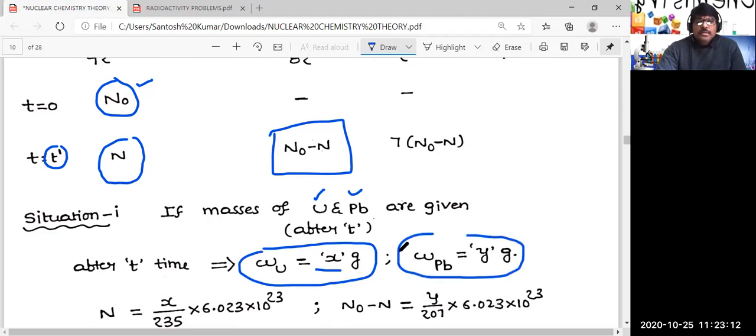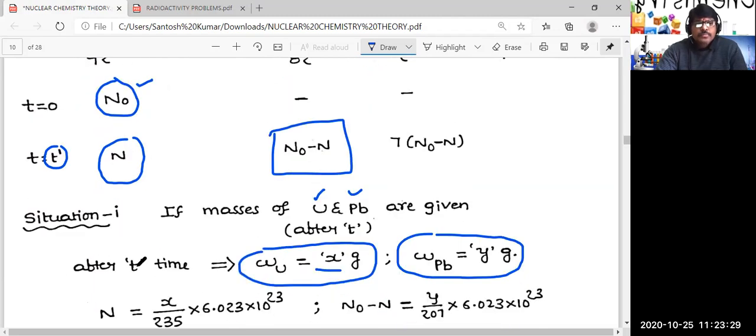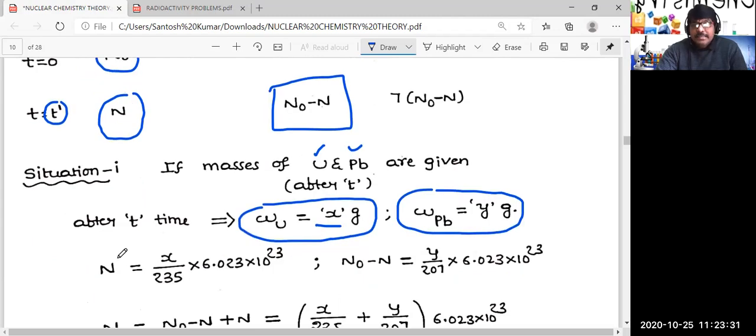Before the start of this, I already cleared one point: the total lead is obtained from uranium only. This is mass in grams, and the isotopic mass, very clear, is 235, and in case of lead it is 207. So the number we need, N is equal to, here this is the mass of that isotope divided by atomic mass. We are getting the number of moles, into the Avogadro number, and you'll be getting the number of uranium atoms.